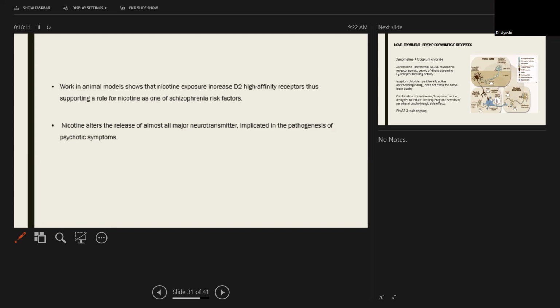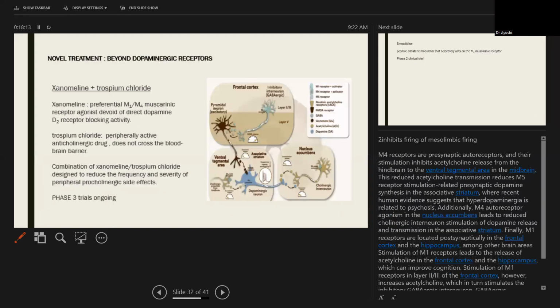Now, the novel treatments beyond the dopaminergic receptors, what are all the novel treatments? So first is xanomeline and trospium chloride. So xanomeline, as we had studied, the muscarinic M1 and M4 receptors were implicated. So it is a preferential M1 and M4 muscarinic receptor agonist.